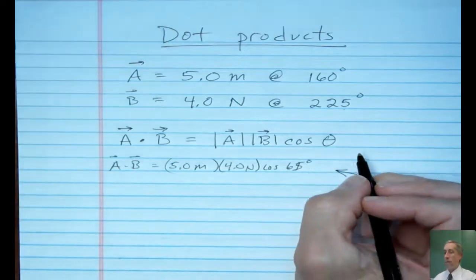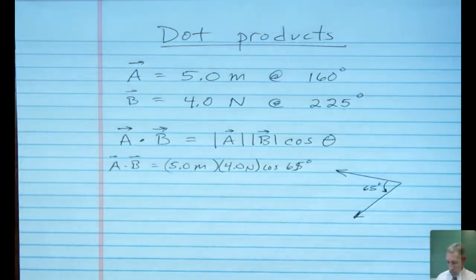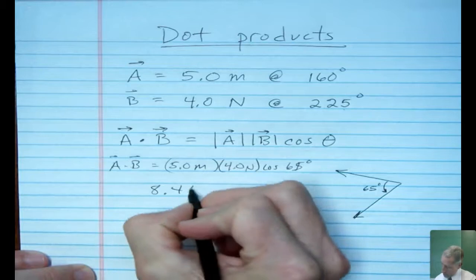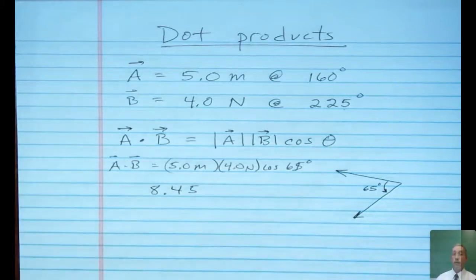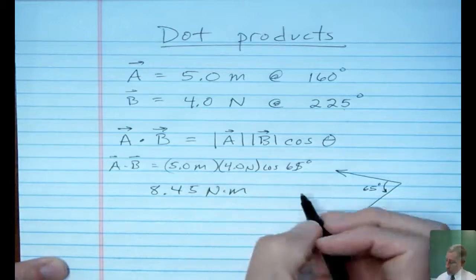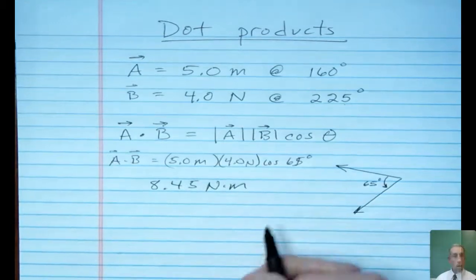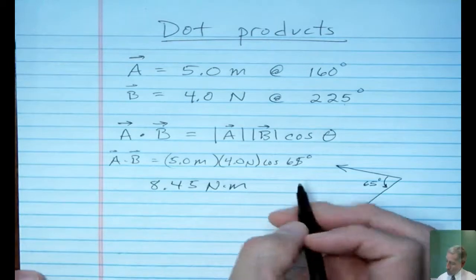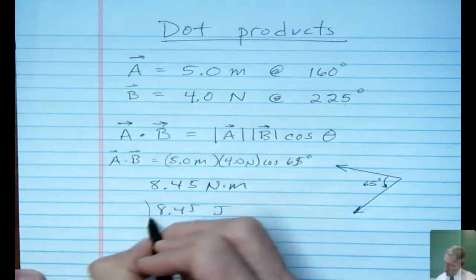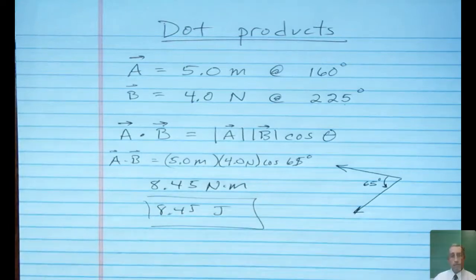And I did that earlier, and my calculator gave me 8.45. Now your answer to a dot product is sometimes called a scalar product because it is not going to be a vector. There's no direction to this. So we call it 8.45 Newton meters. In our unit on work, we would call this a joule. So 8.45 joules. And that's it for the answer.